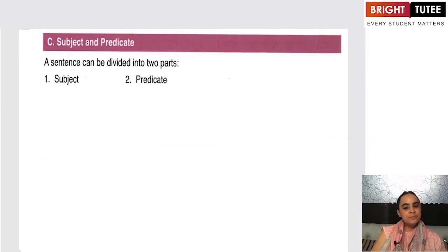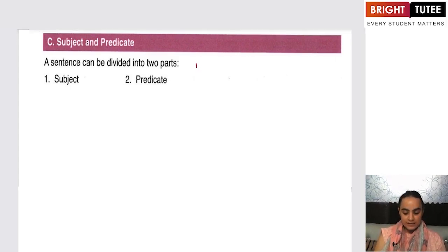Welcome to another lecture. In this class, we are going to continue with chapter 1 of class 7th English grammar, Nagaland Board, which is the sentence. Now, in the previous two lectures, we've talked about what is a sentence and what are the different types of sentences. In this class, we shall learn about subject and predicate. Now, when we talk about a sentence, any sentence for that matter, that can always be divided into two parts. The subject as well as the predicate.